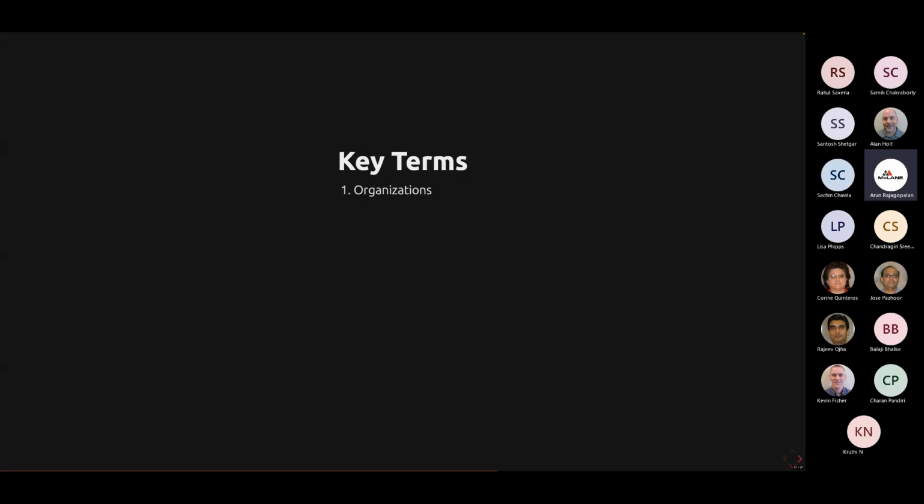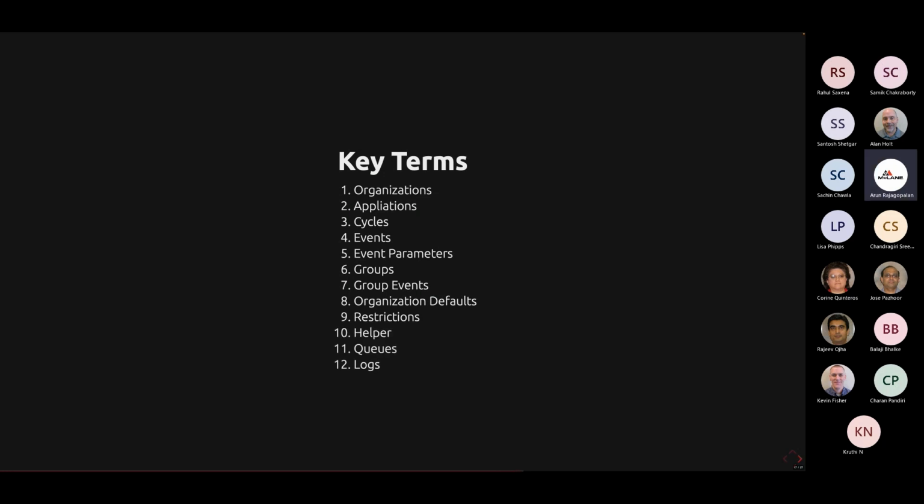The key terms we will be hearing within this system are organizations, applications, cycles, events, event parameters, groups, group events, organization defaults, restrictions, helper, queues, and logs. You will see all of these in the demo today, except for cycles. Cycles is something you will see, but I don't have a better way of presenting it to an end user at this point. Once I figure out how to present it better, I will try to revamp the cycles approach. But for now, let me explain what cycles are.